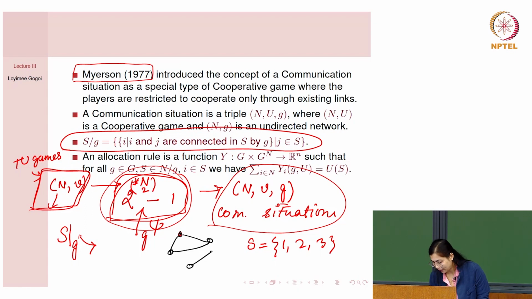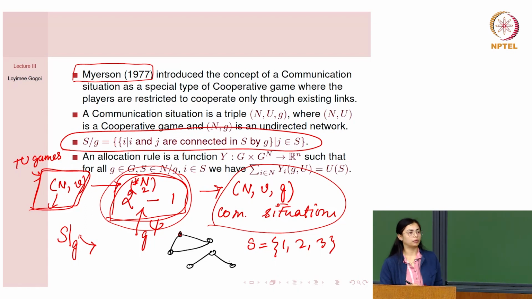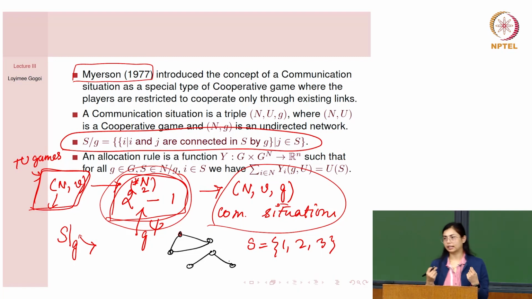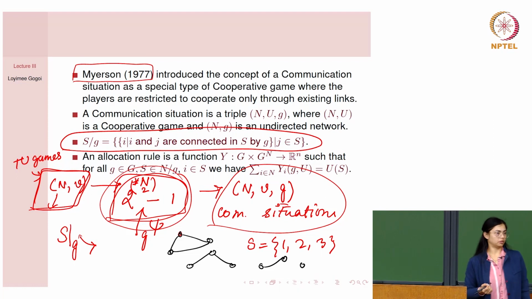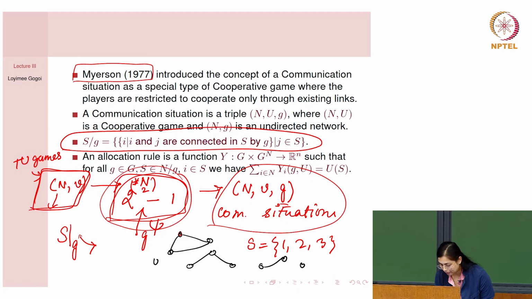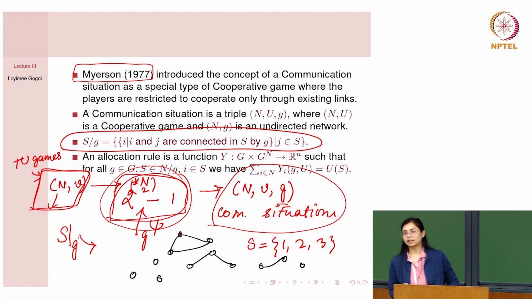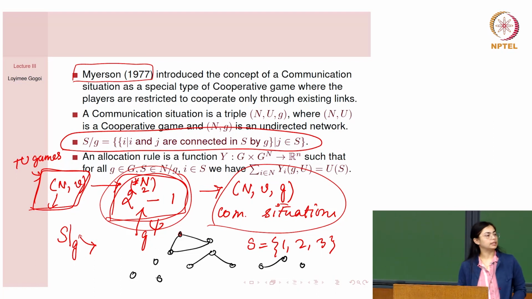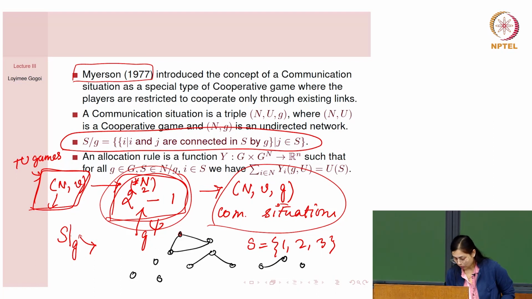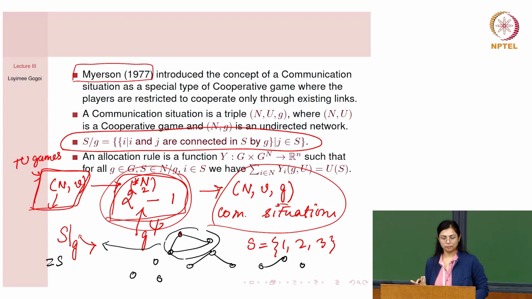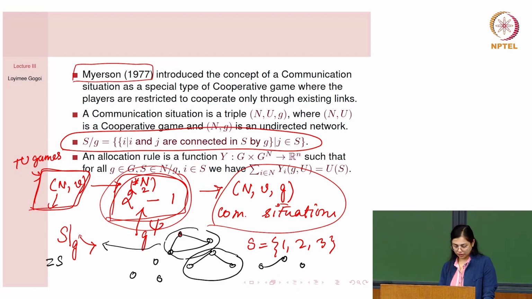We can have only 2 links, or no link like that, and we can have an isolated player also, or they can be empty. So if we consider any graph over S, for this graph it will be the whole coalition S. But if we consider this kind of graph, it will again be the whole coalition S.